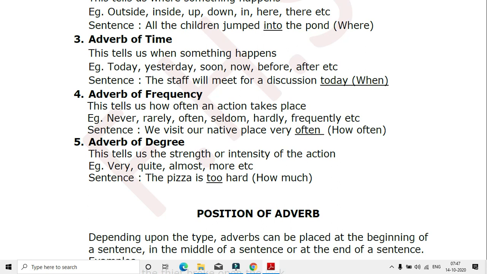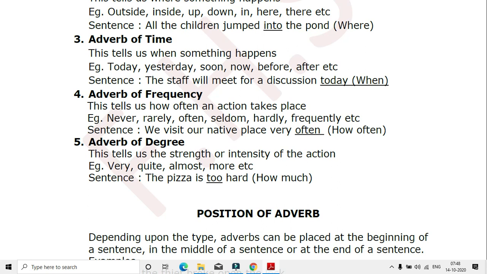Examples: never, rarely, often, seldom, hardly, frequently, etc. The sentence example: we visit our native place very often. So how often do you go there? Very often. Or we hardly visit our native place. You can also say we seldom visit our native place, we rarely visit, or we visit our native place very frequently. All of these can be used.